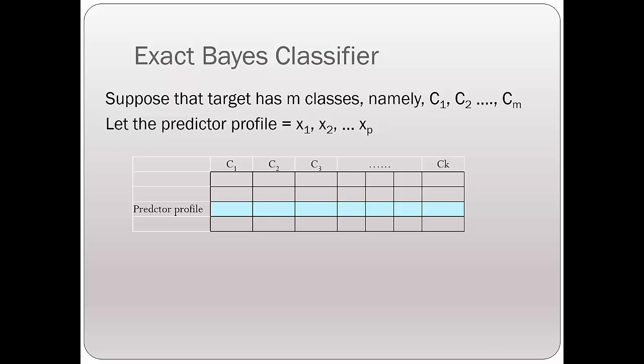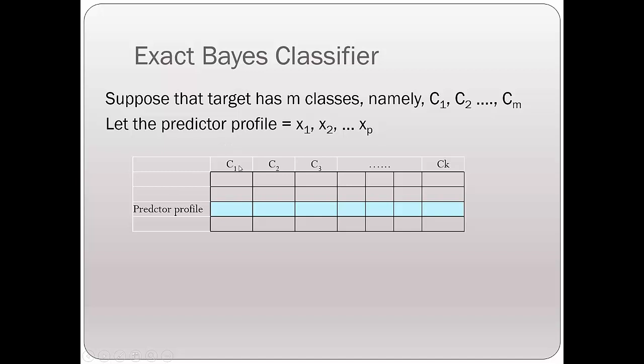Okay, now let's look at how we can take Bayes theorem and apply it to our data mining problem. First we will look at an exact Bayes theorem classifier. Let's assume that the target has m classes, C sub 1 through C sub m.